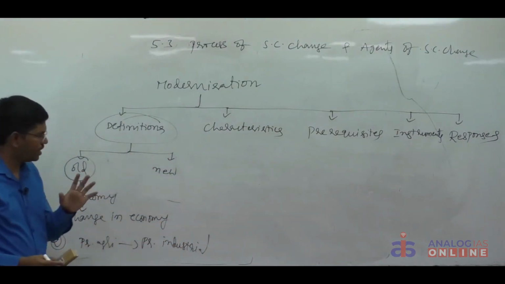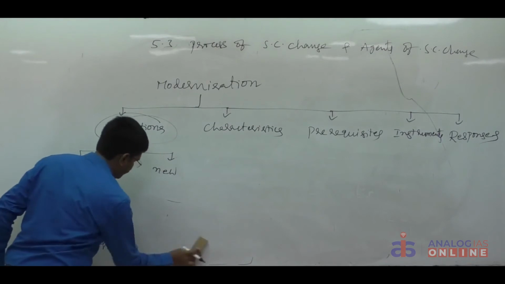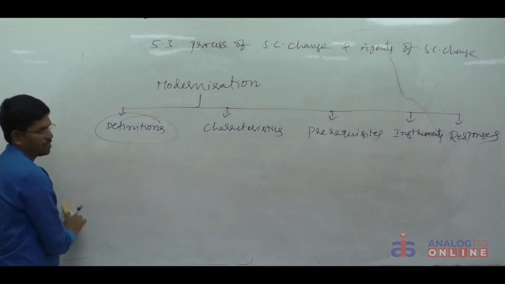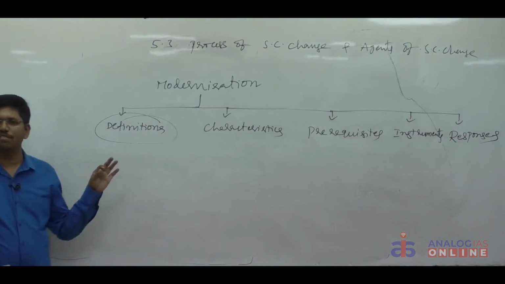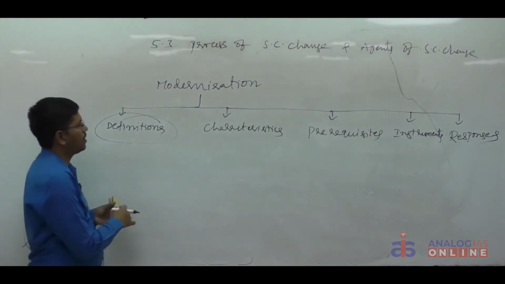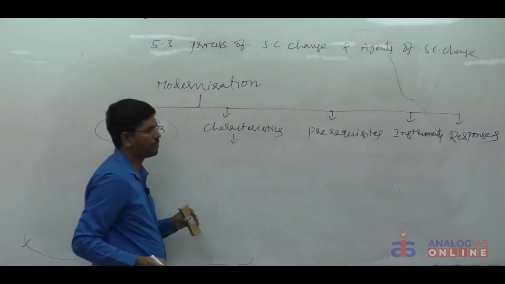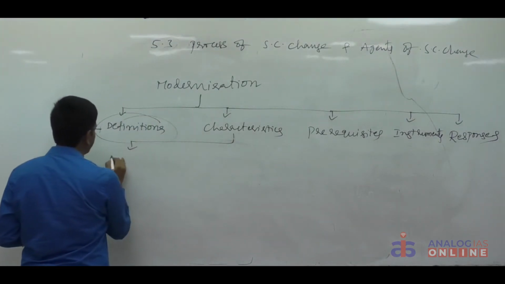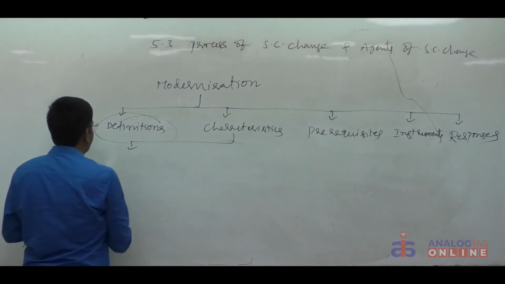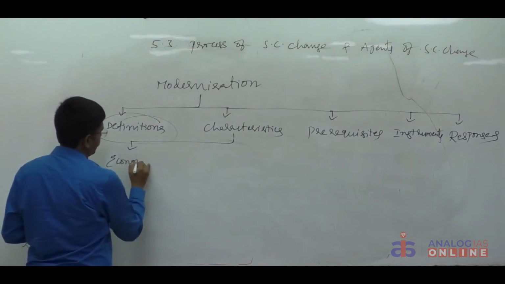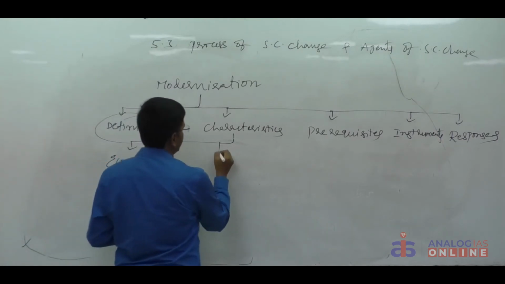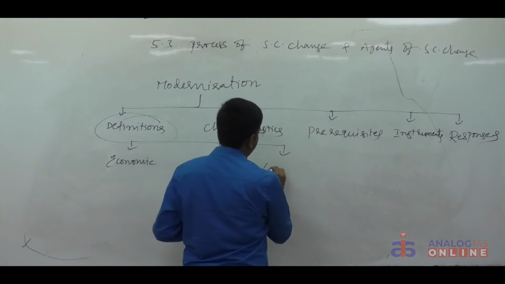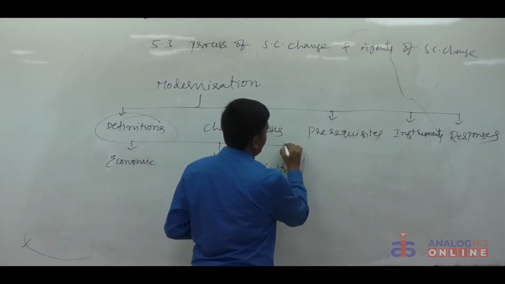Definitions must be very clear, then only you will get good marks. The students who get 300 and 330 marks, the only difference is presentation with good definitions. Now let us discuss characteristics. With respect to characteristics, we can divide them into economic characteristics, political characteristics, cultural characteristics, and others.